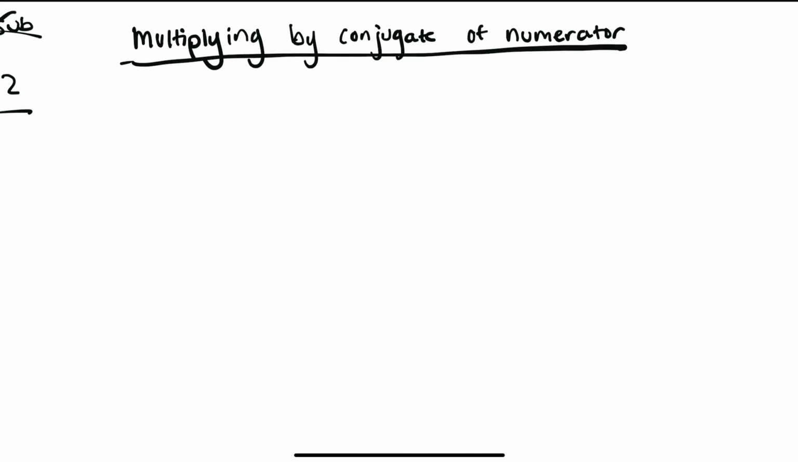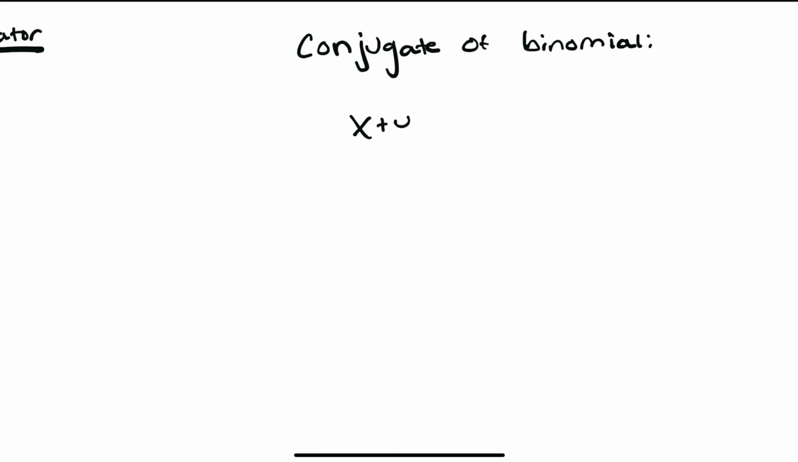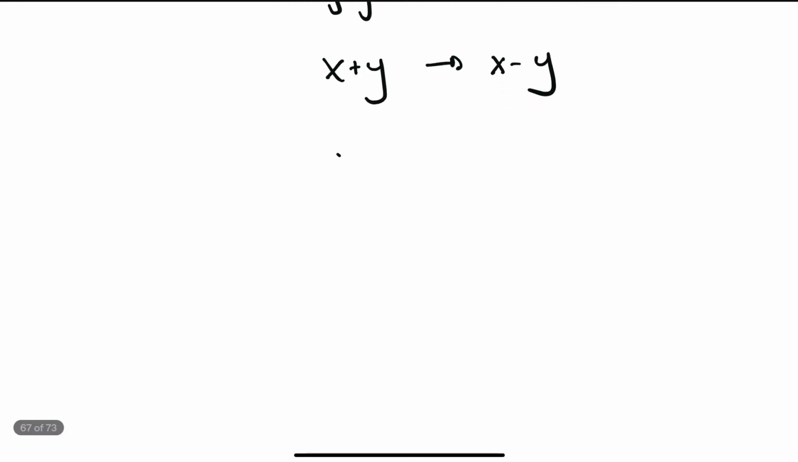Basically, if you aren't sure what a conjugate is, if you have a binomial, say you have x plus y as your function, the conjugate of this is going to be x minus y. Basically what it means is that you flip the sign between the terms of your binomial. So if you were to have x minus y as your function, the conjugate of this would be x plus y.